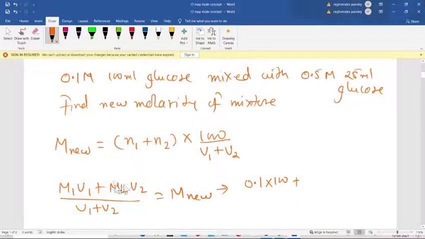Plus M2. M2 is 0.5 into 25, which is your V2, divided by 100 plus 25, and that will be M. So you can calculate this one.